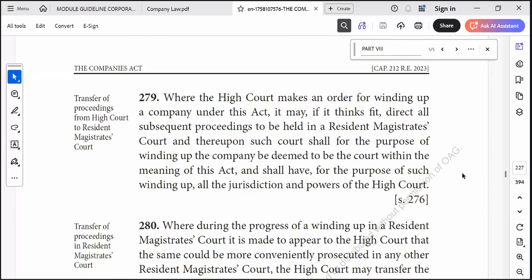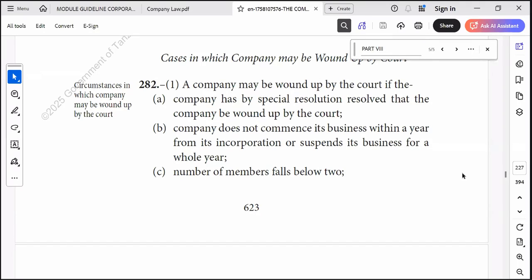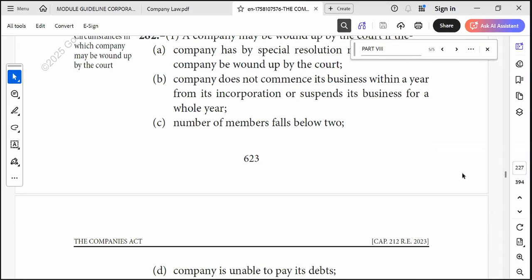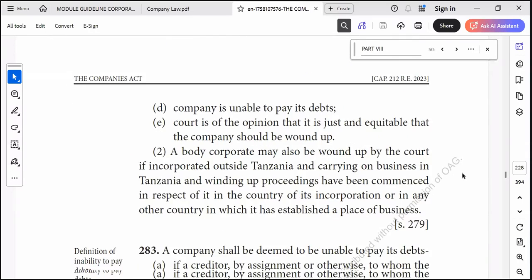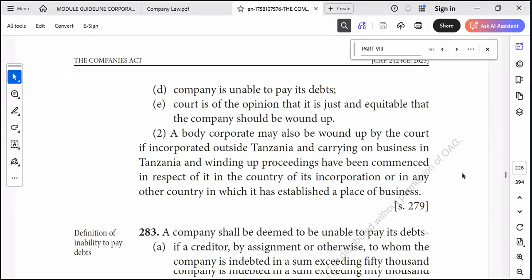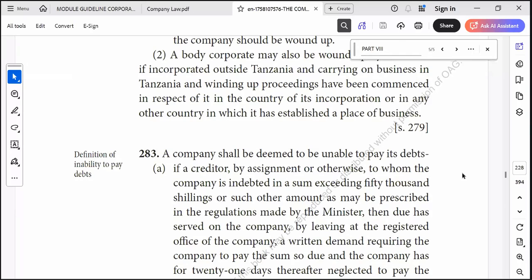So these are the reasons which I was explaining to you, cases in which a company may be wound up by court. You see, a company would be wound up by court if we have mentioned all the 8 reasons, and they are here in the PPT. Now, I wanted to explain to you, when you are saying a company is not able to pay its debts, what does it mean?